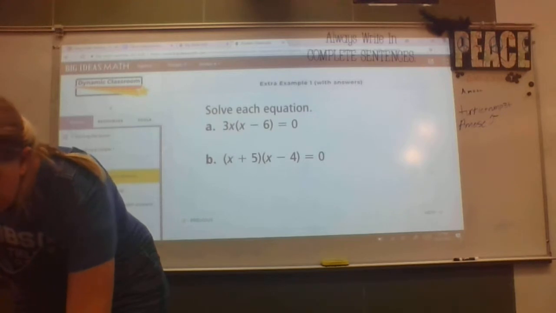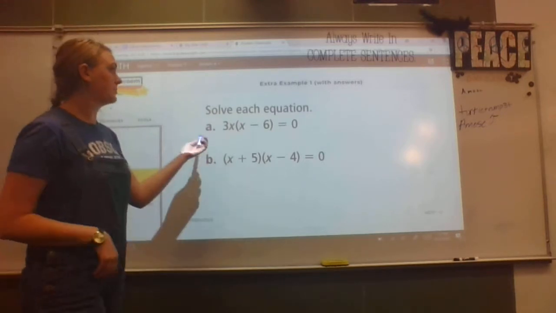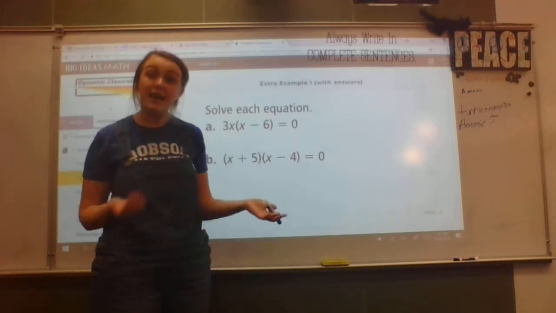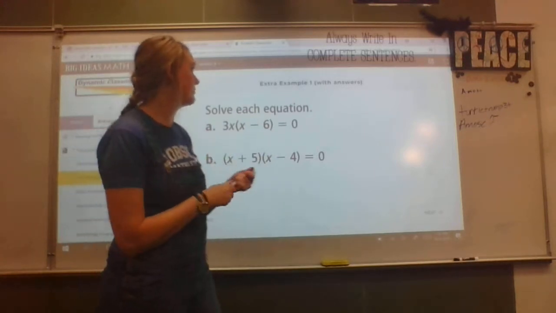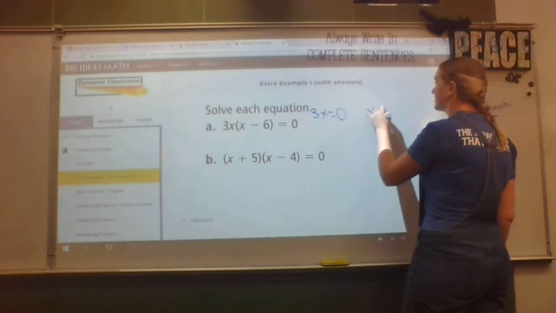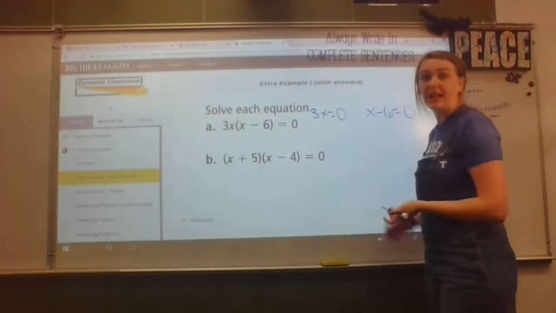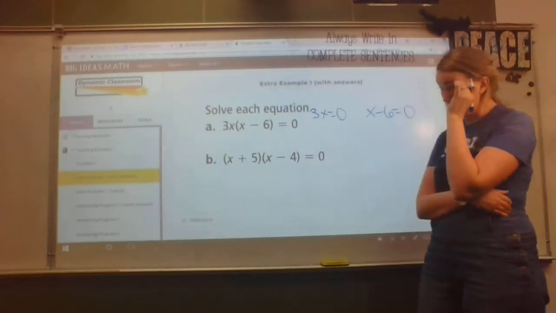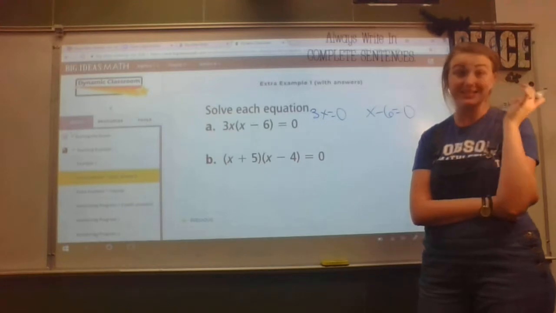Okay. So, this problem tells me solve each equation, and now I have 2 things, which is a little bit scary. We've never done that before. Usually we just have something like 3x equals 0, or x minus 6 equals 0. That's what we're used to. Now, how am I supposed to figure out what 2 numbers multiply times each other to get 0?